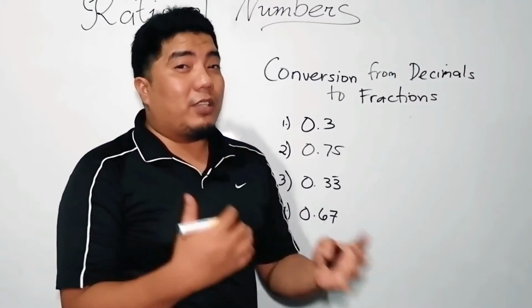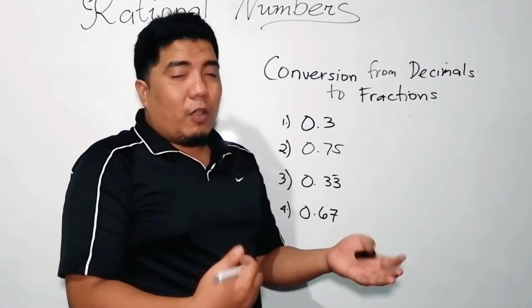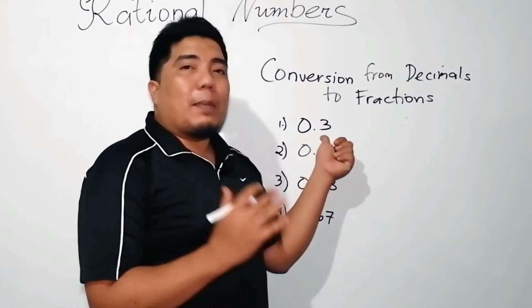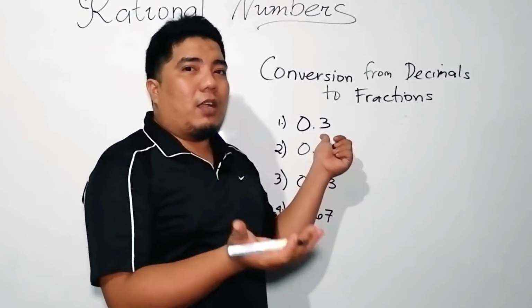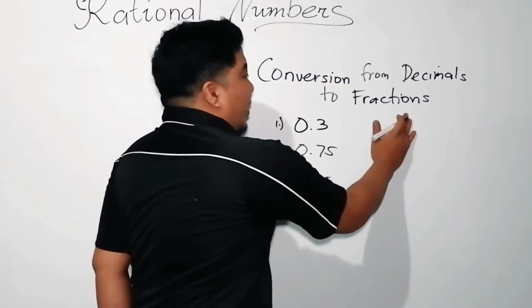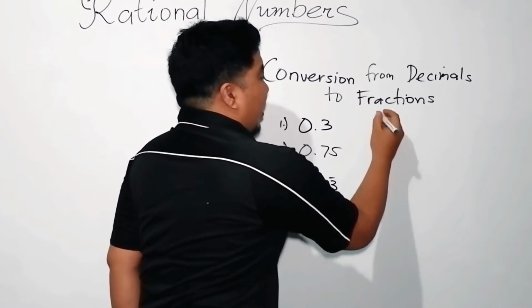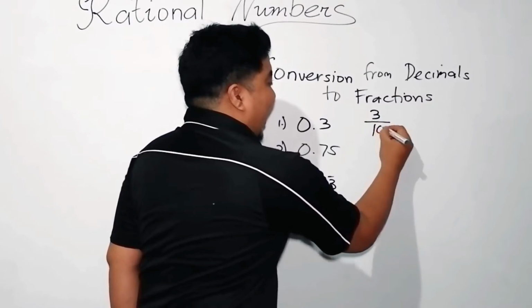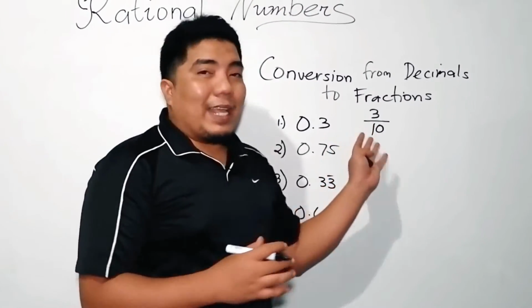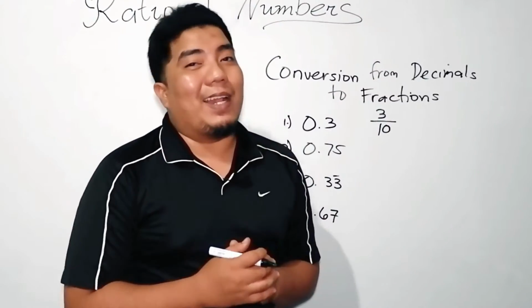Okay, so what you will do here is very simple, my dear math learners. If you can read this number, that is 0.3 or 3/10, from the word itself, it says 3/10. It means that the place value of 3 here is in the 10th place. Okay, so therefore, this can be converted into 3/10. Easy, right? Okay. Now, since 3/10 is already in the lowest term, that is your final answer.